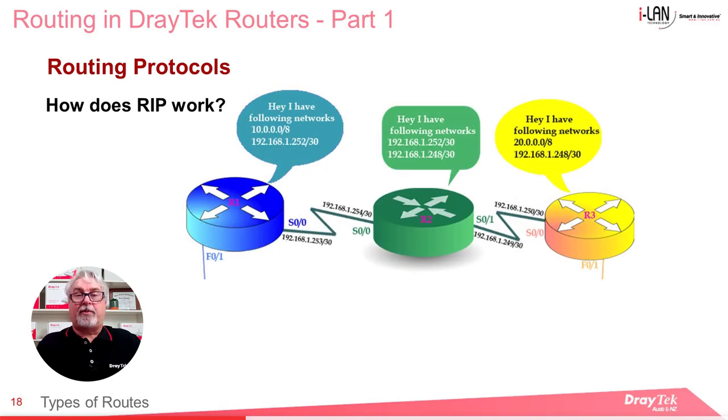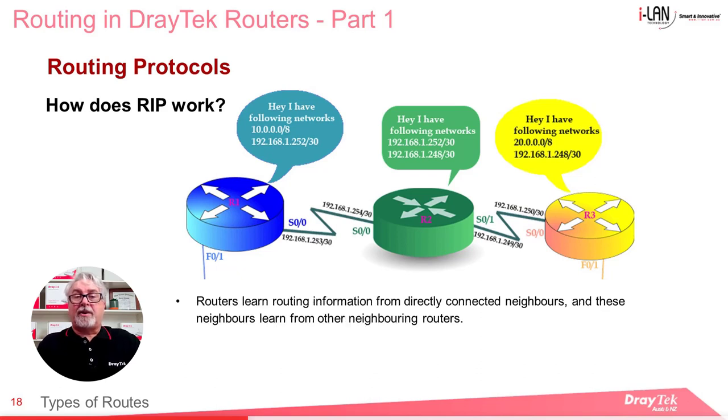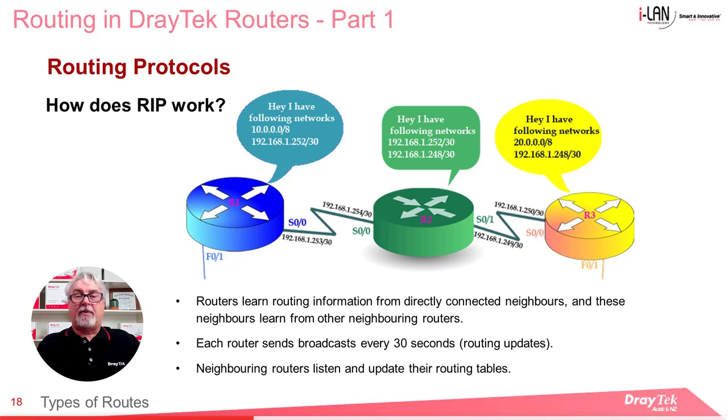This diagram gives us a brief illustration of how RIP, Routing Information Protocol, works. Routers learn routing information from directly connected neighbours, and these neighbours learn from other neighbouring routers. Each router sends a broadcast every 30 seconds with any routing updates. Neighbouring routers listen and update their routing tables when needed.